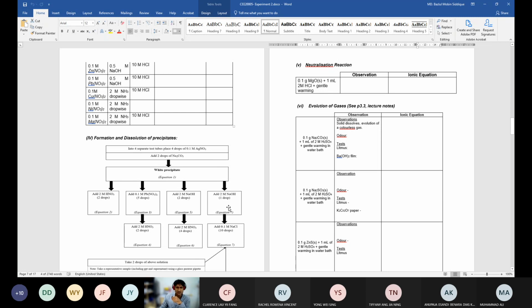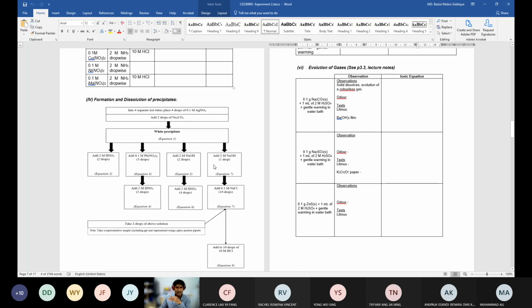If there was a precipitation, what type of precipitation was there, and what color was it? Or if it is not a very clear precipitation but just a cloudy solution, a very muddy, cloudy solution, you can also mention it that way. And later on, do this equation. This is equation number 1, white precipitate. What is happening in the equation?